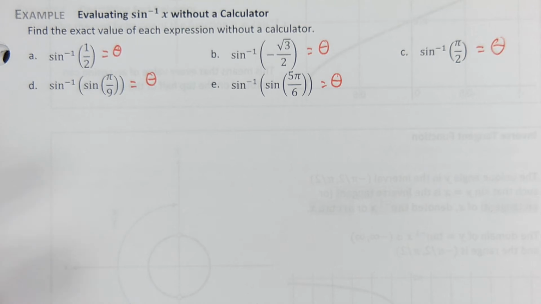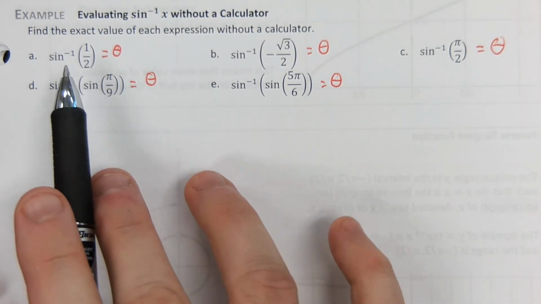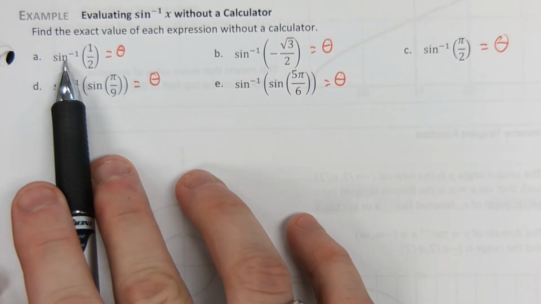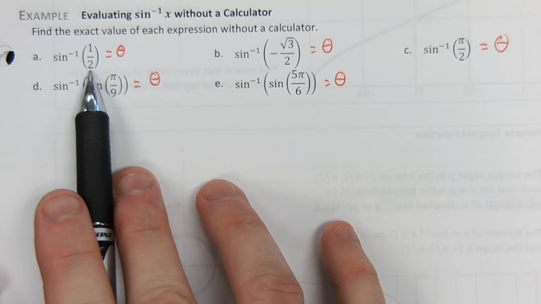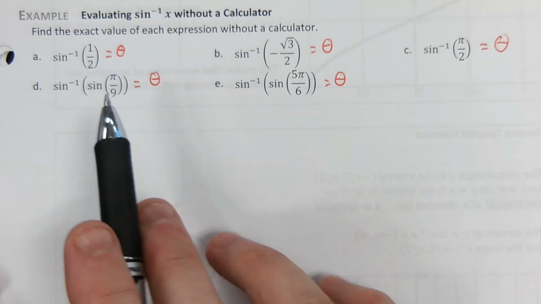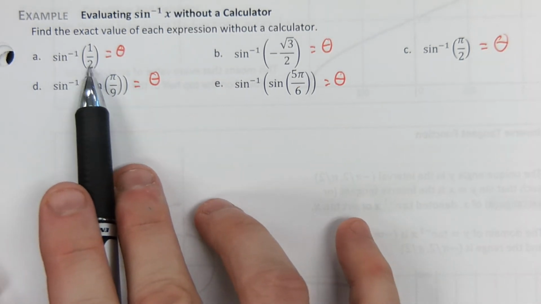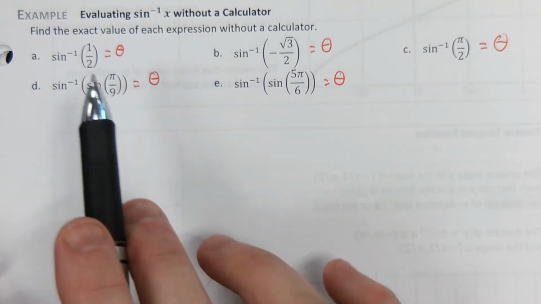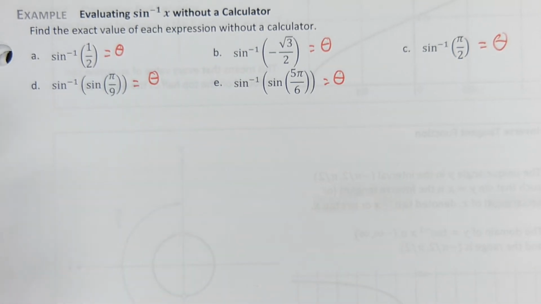For question A, it says there is an angle for which I evaluate sine that gives me 1/2 as the ratio of sides. Or you could think of it as, I have a triangle with these side lengths. What is the angle? Well, they're positive. So where would sine be positive for the first time?